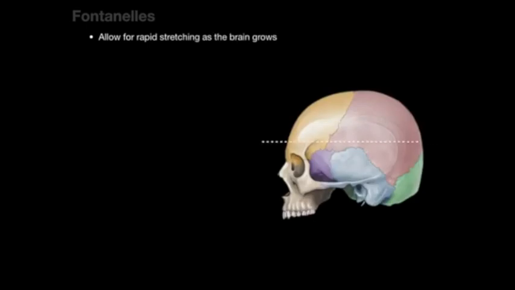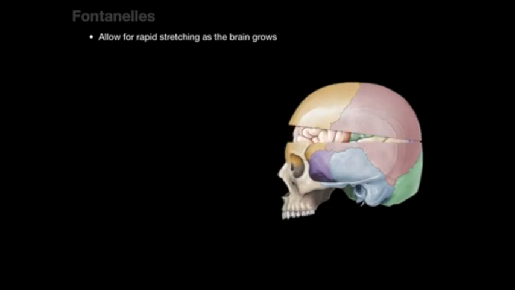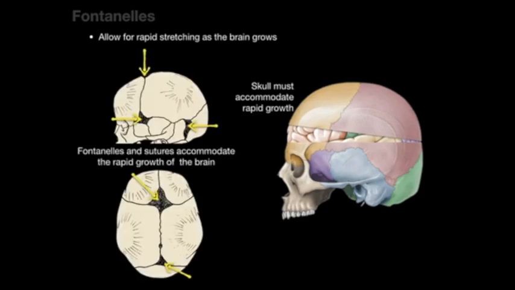Another reason for the fontanelles is to allow for rapid stretching as the brain grows. So here is a lateral view of the skull. We'll take an axial section, separate the skull, lift it up, and we see the brain. Now watch, as the brain begins to grow and pushes against the skull, the skull must accommodate this rapid growth. In the fetal brain, the brain is growing way faster than the bone surrounding it, especially in the first 4 years, right after birth. So the skull helps to accommodate this rapid growth. So the fontanelles and sutures accommodate the rapid growth of the brain.